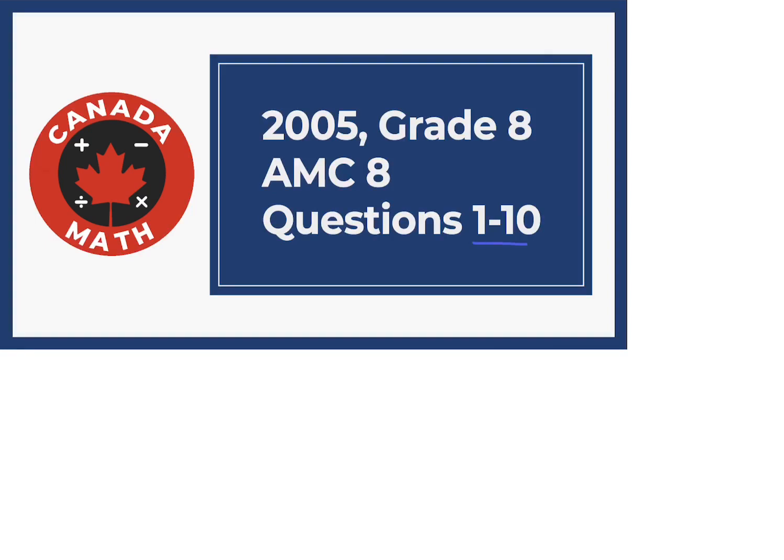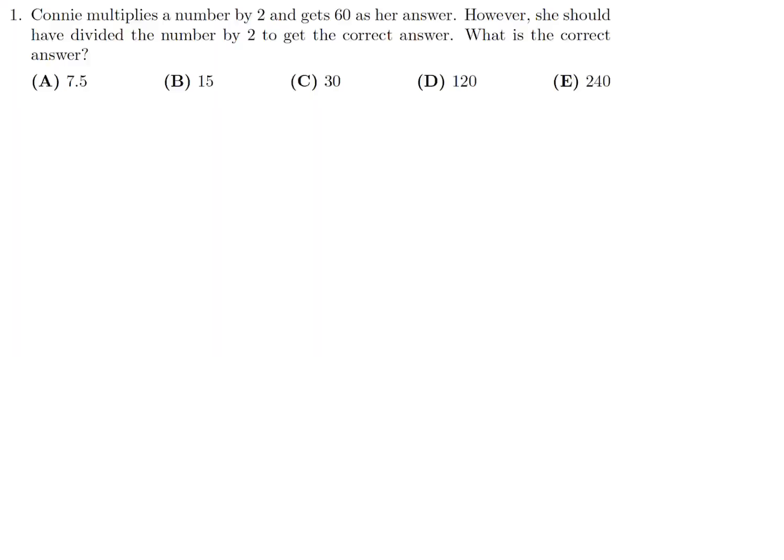Questions 1 through 10 on the 2005 Grade 8 AMC 8. Connie multiplies a number by 2 and gets 60 as her answer. However, she should have divided the number by 2 to get the correct answer. What is the correct answer?